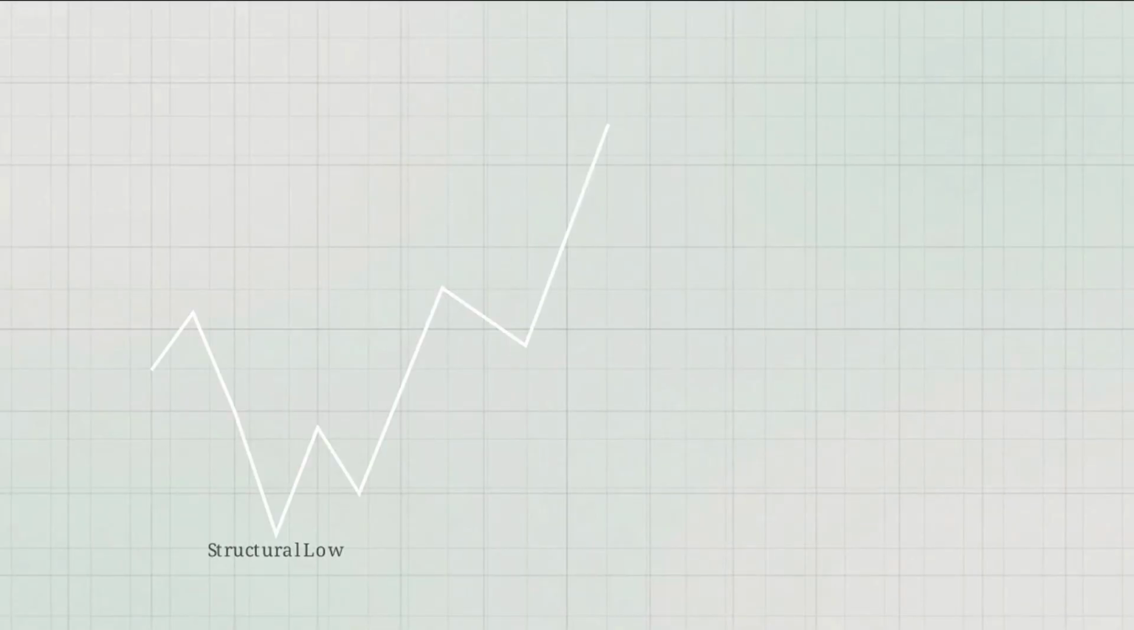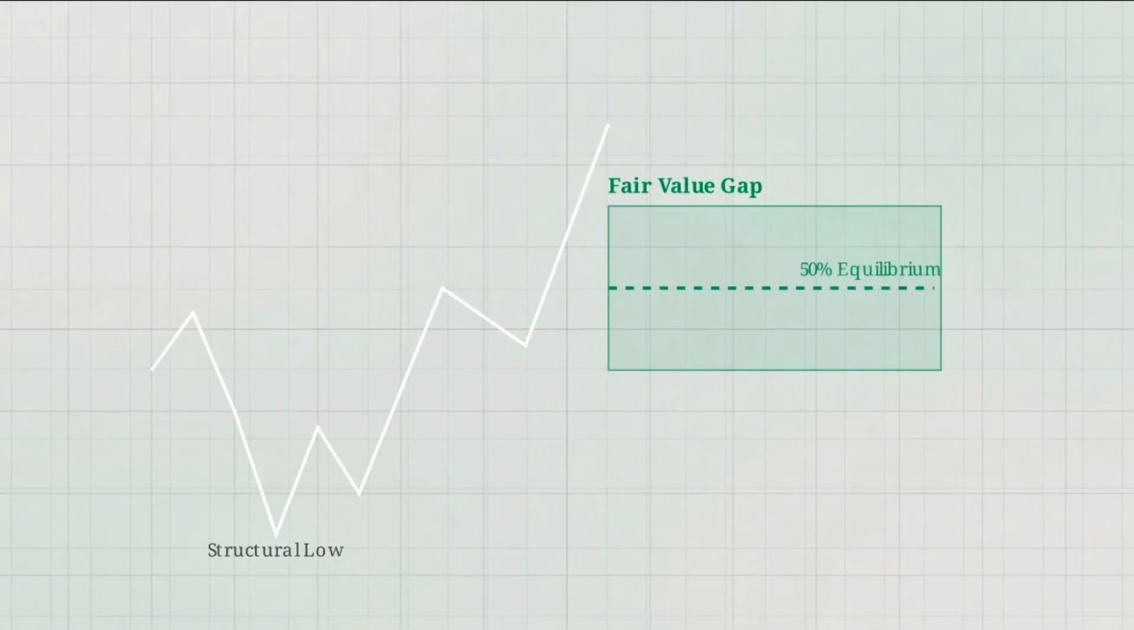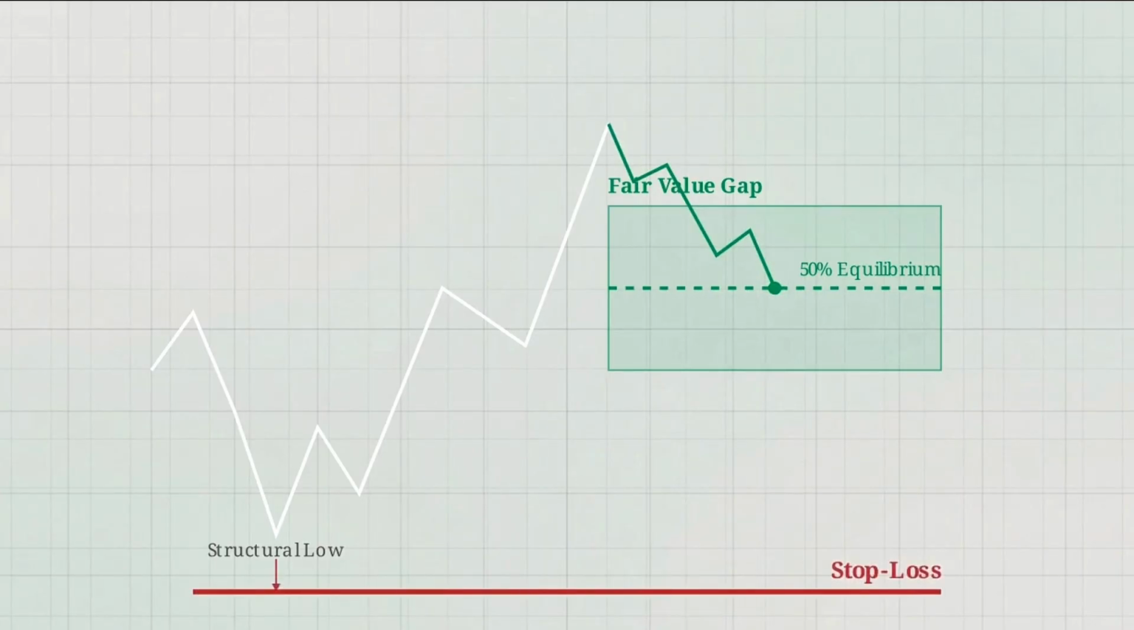Second, that specific structural break must generate a fresh fair value gap in its wake, confirming heavy momentum is driving the reversal. This graphic shows the final step. We wait for price to pull back exactly to the 50% midpoint of that new gap before we strike. Immediately upon entry, we place a stop loss directly underneath the recent structural low to cap the risk.